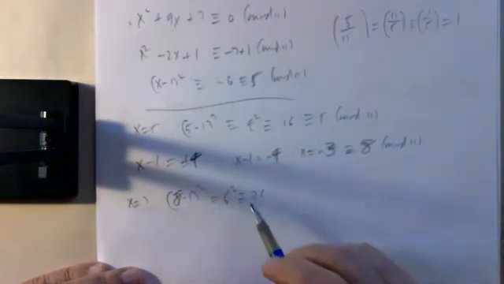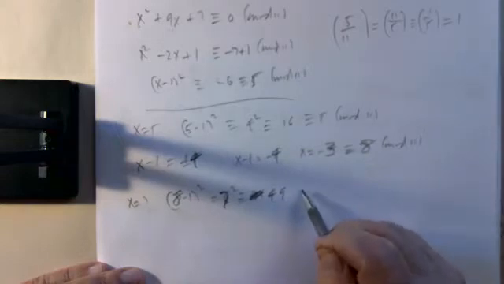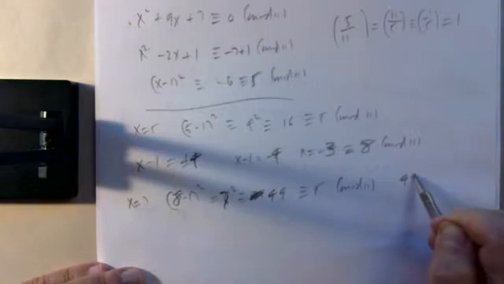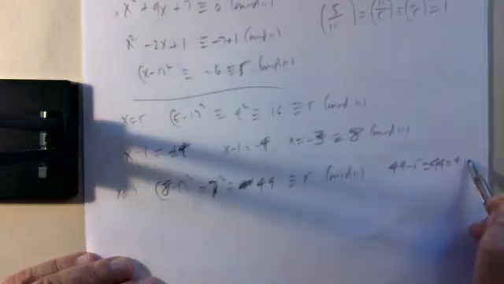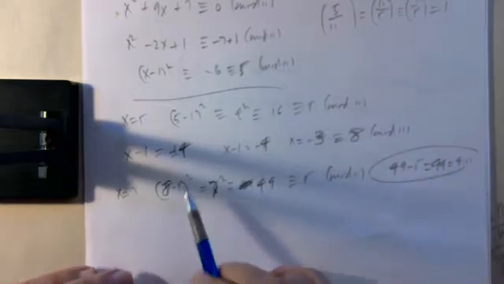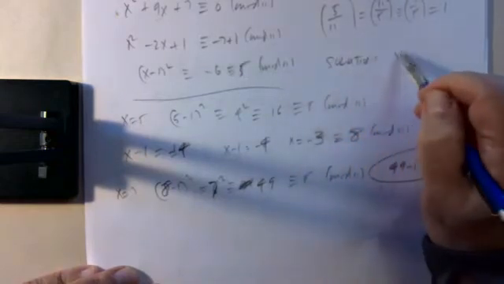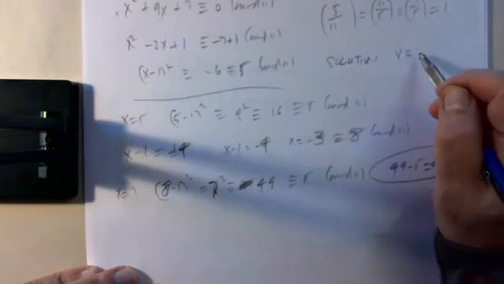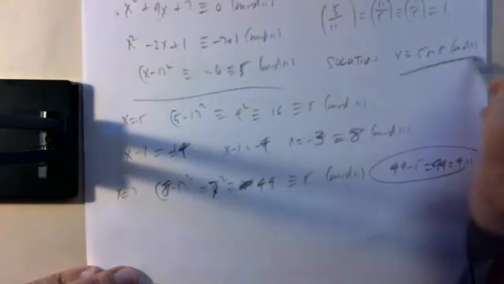So 8 minus 1 squared is 7 squared is 49, which is congruent to 5 mod 11, because 49 minus 5 is 44, which is 4 times 11. So the solutions of this congruence are x congruent to 5 or 8 mod 11.